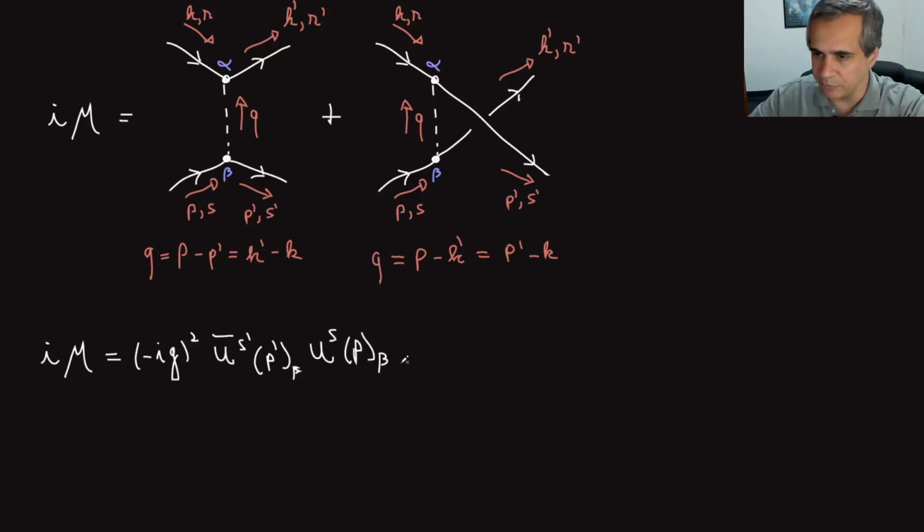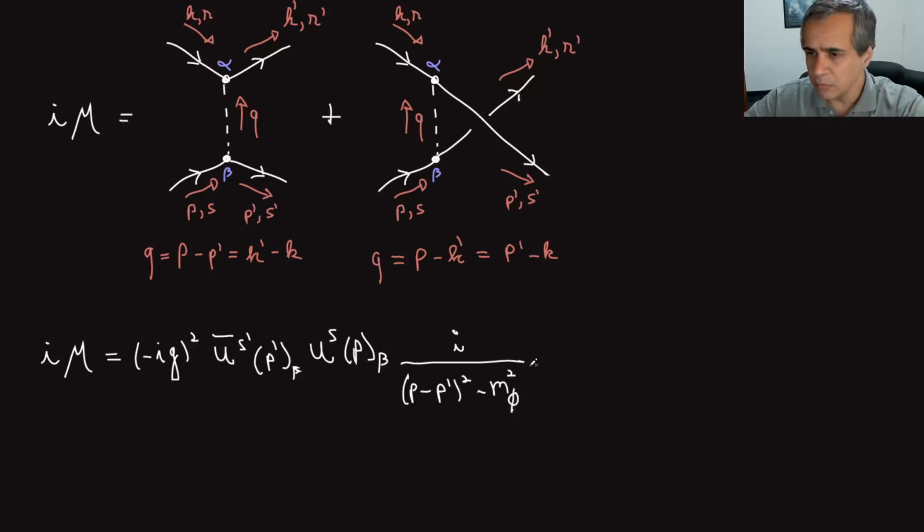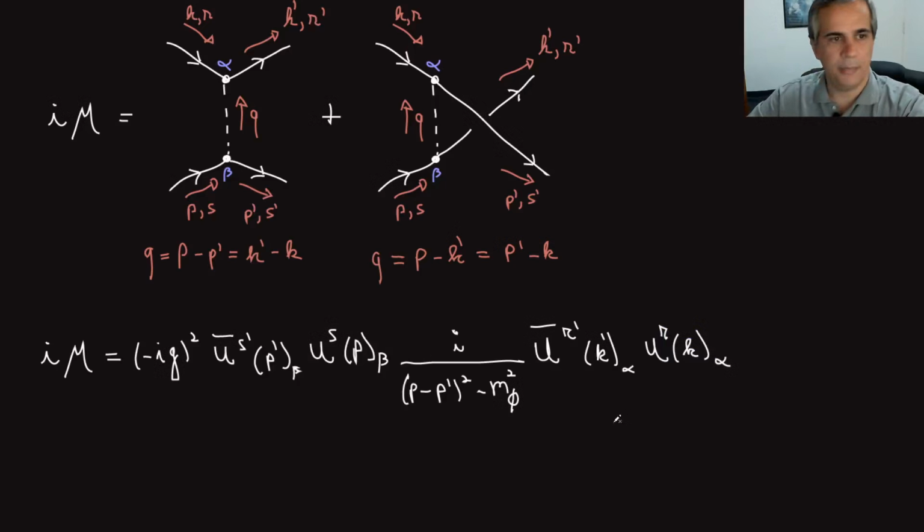Let's write the propagator for the scalar, right? It's i over q squared, but q squared is (p minus p') squared, and the mass, I'm calling the mass of the scalar m_phi, right? So it has mass m_phi squared. And the other fermion line is just ū of r' k' with index alpha times u of r k with index alpha, right?